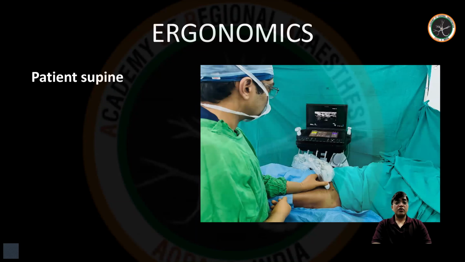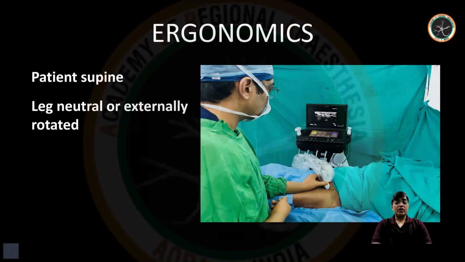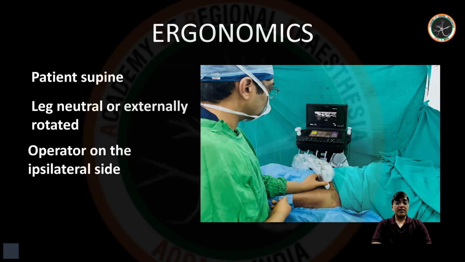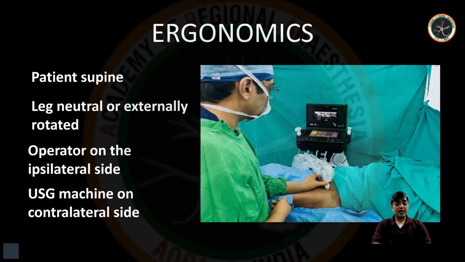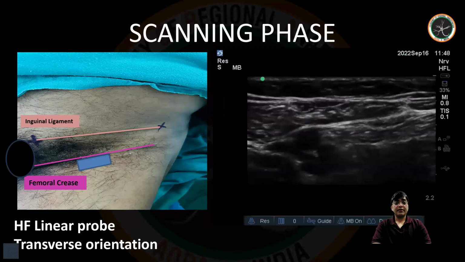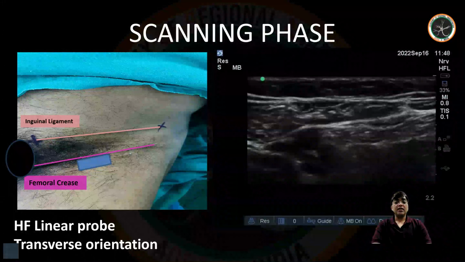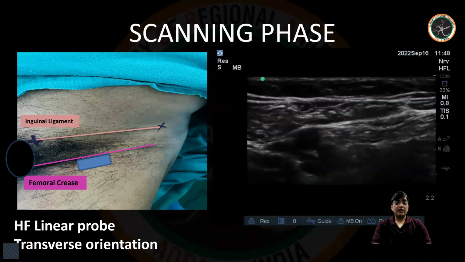The patient lies supine, leg neutral or externally rotated. The operator stands on the ipsilateral side and the machine on the contralateral side in front of you. Start with the scanning phase. The transducer is placed parallel to the femoral crease to identify the femoral vessels. Here we can see the femoral artery branching into profunda and superficial femoral artery, and the vein.